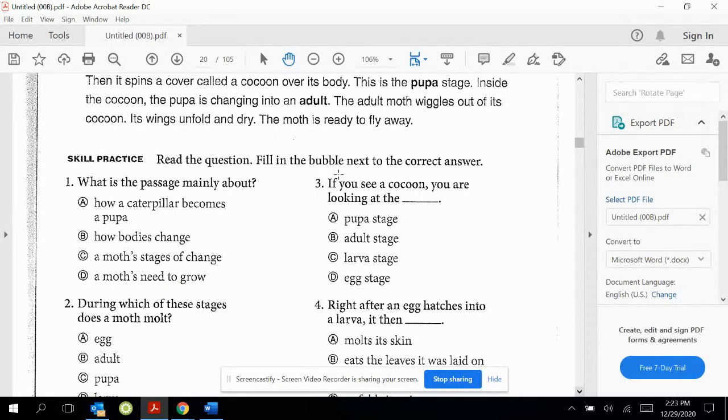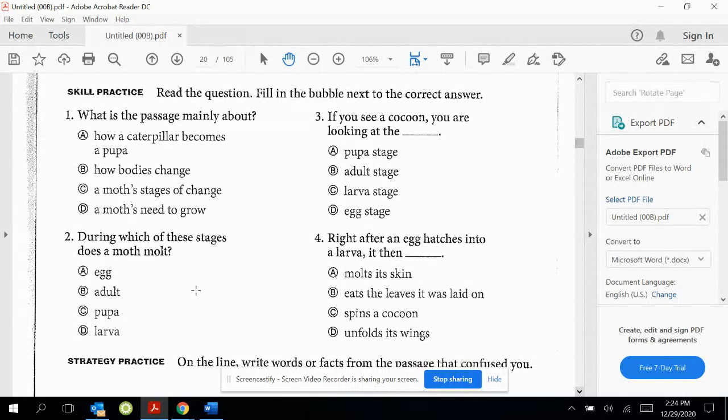This says, read the question. Fill in the bubble next to the correct answer. Number 1. What is the passage mainly about? Mainly, remember, is going to talk about main idea. What's the main idea of this whole article? How a caterpillar becomes a pupa, how bodies change, a moth's stages of change, or a moth's need to grow.